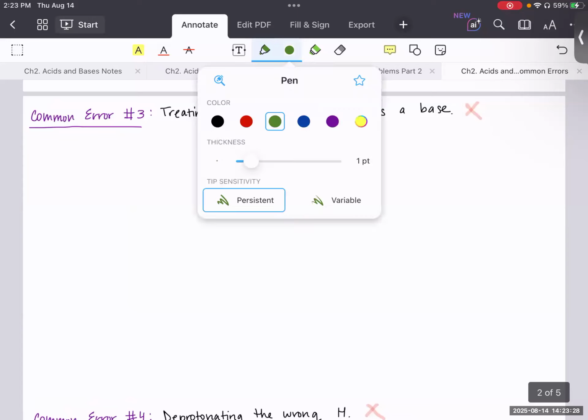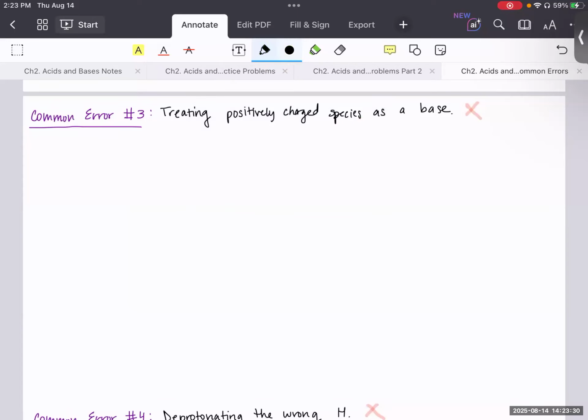Okay, the next one is treating a positively charged species as a base. I see this error most commonly with nitrogens. So something like this: if somebody has an amine right here, and let's say they have this compound here, they will treat this nitrogen like a base.